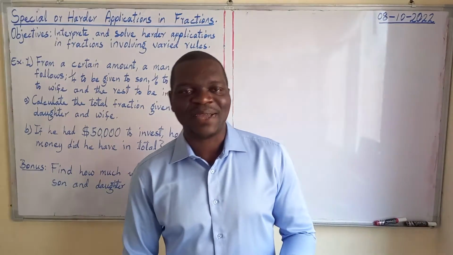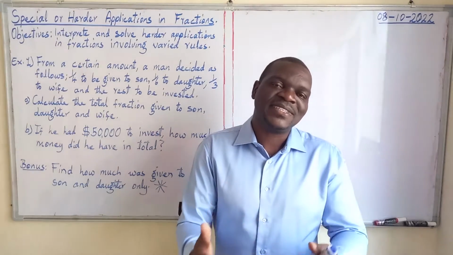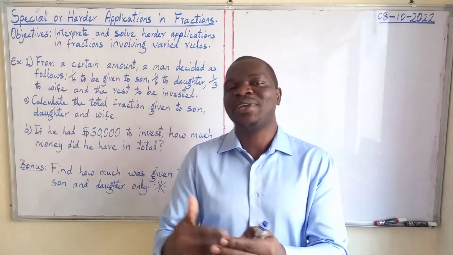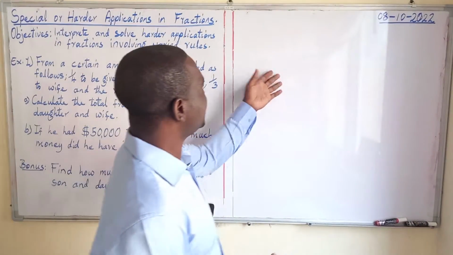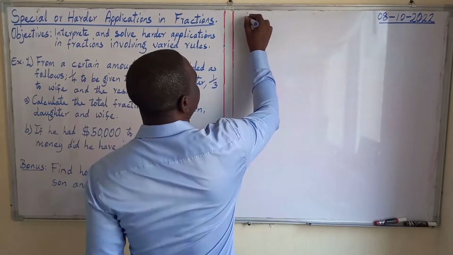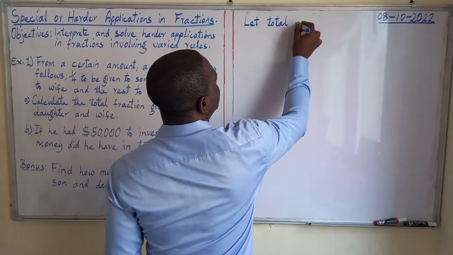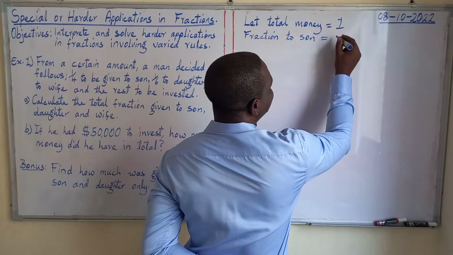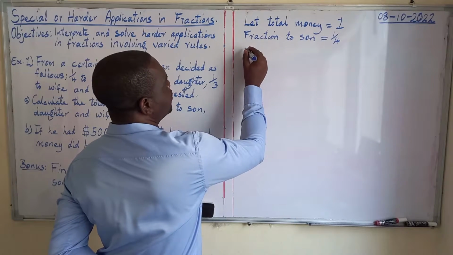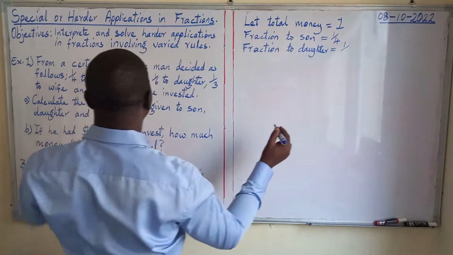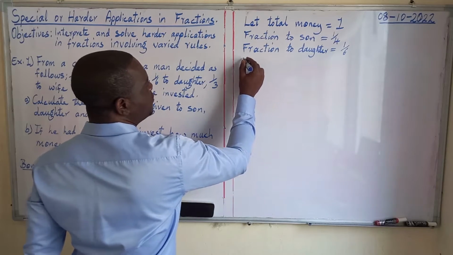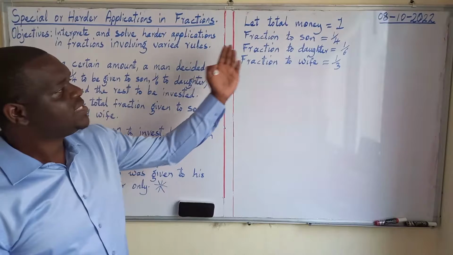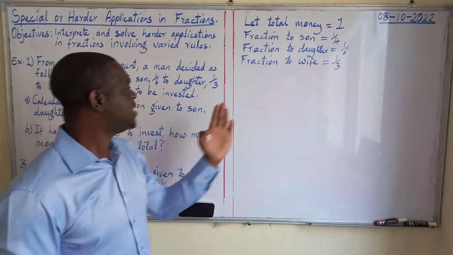As I told you last time, when you have such a problem, the first thing to do is state what you know, work from what you know, and you get to the unknown. So let us go straight into solving. Let total money be equal to 1. Fraction to son is 1/4. We also know fraction to daughter is 1/6, and fraction to wife is equal to 1/3. This is what we know, and these are the fractions that have been given.